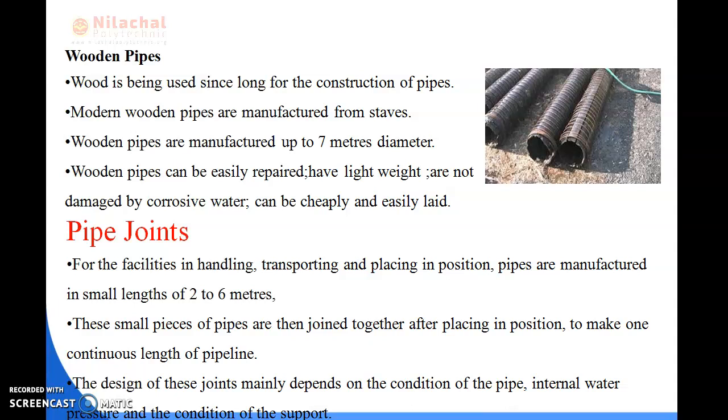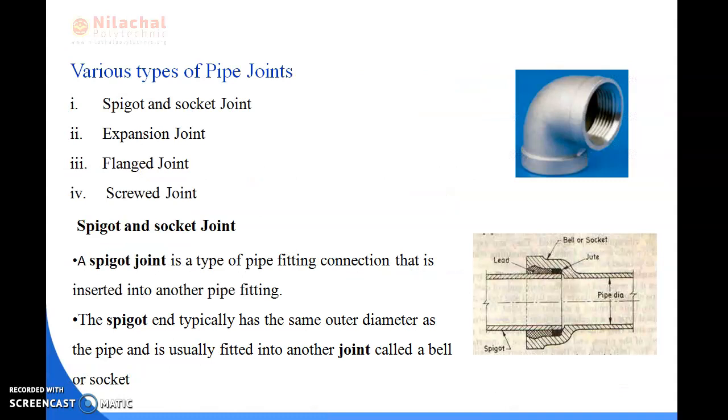Okay, and the design of these joints mainly depends upon the condition of the pipe, internal pressure and the condition of the support. Okay, so what are the various types of joints? First is spigot and socket joint, expansion joint, flanged joint, screwed joint. Okay, these are the types of pipe joint. You can see here I have shown the joints, of diameter 2 to 6 meters, and they have been joined like this. Okay, so first we will be reading about the spigot and socket joint.